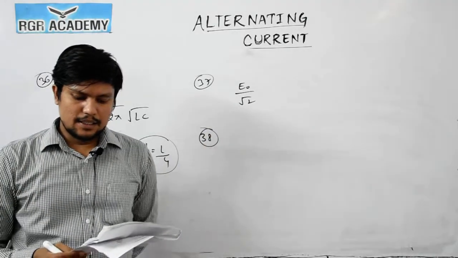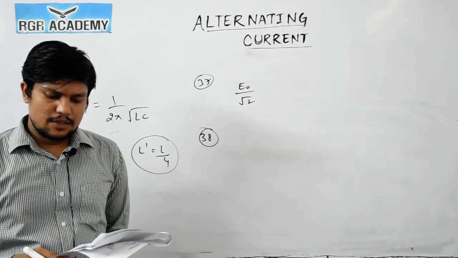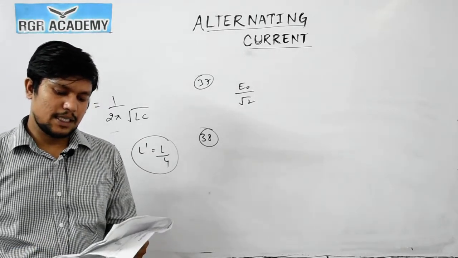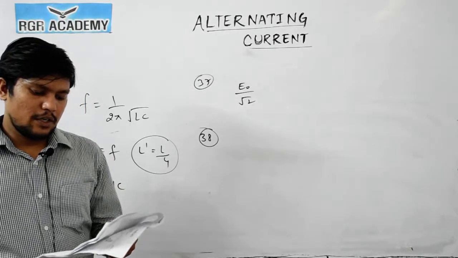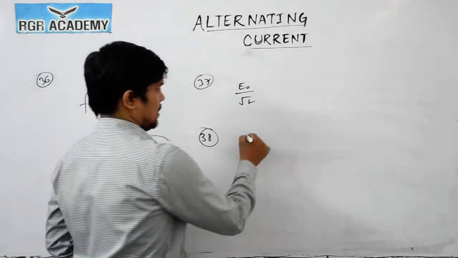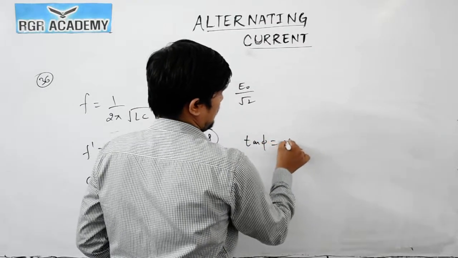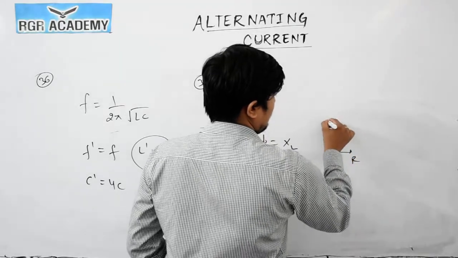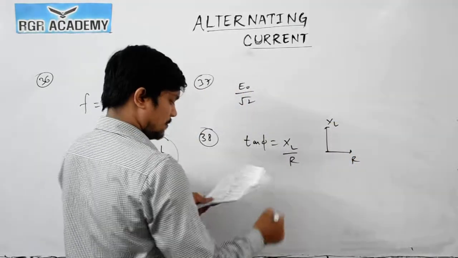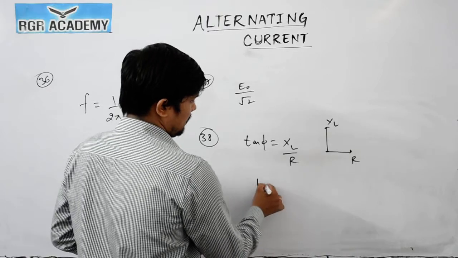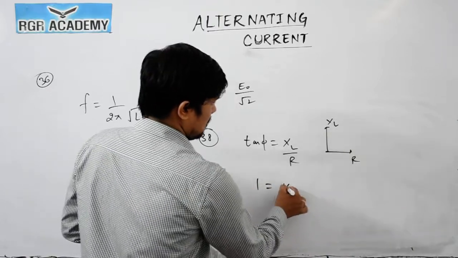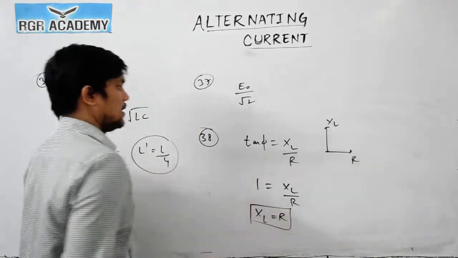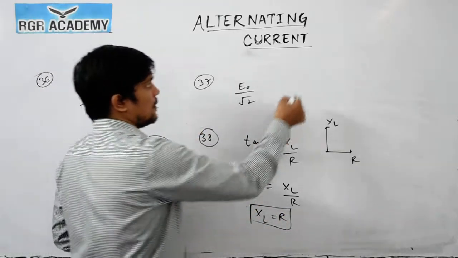In an AC circuit, a resistance of R ohm is connected in series with the inductance L. If the phase angle between the voltage and current is 45 degrees, what is the value of inductive reactance? We know that tan phi is given by XL by R. Tan phi is 45 degrees, and tan 45 is 1. So 1 equals XL by R, so XL is equal to R. Clear? 38.